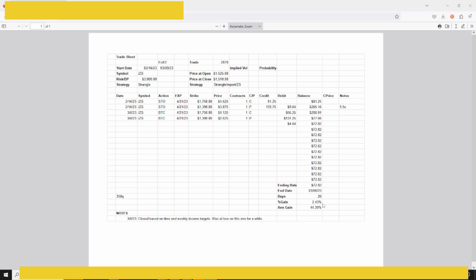It's about a 2.43% return on the buying power that it used, or a 44% annualized gain. It's a good return. You could stay in it if you're still shooting for that 50% return, which is what I typically set my initial target as, about 50% of the credit. You could stay in it. Again, I have my own reasons for getting out, going back to my weekly income target. So overall, it was a good trade.